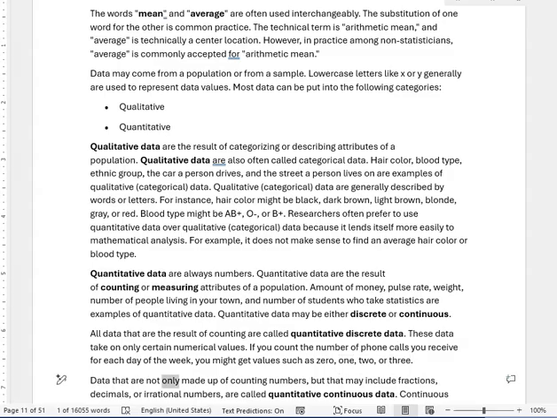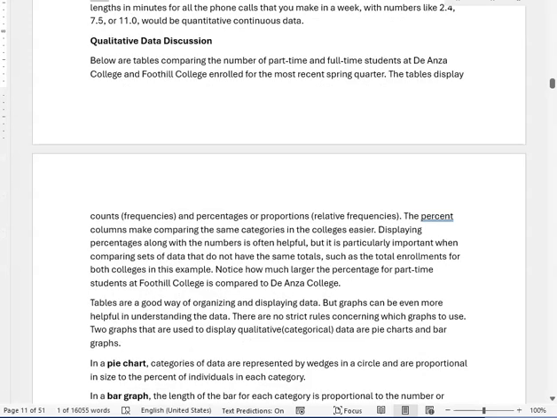Data that are not only made up of counting numbers, but that may include fractions, decimals, or irrational numbers, are called quantitative continuous data. Continuous data are often the results of measurements like lengths, weights, or times. A list of the lengths in minutes for all the phone calls that you make in a week, with numbers like 2.4, 7.5, or 11.0, would be quantitative continuous data.